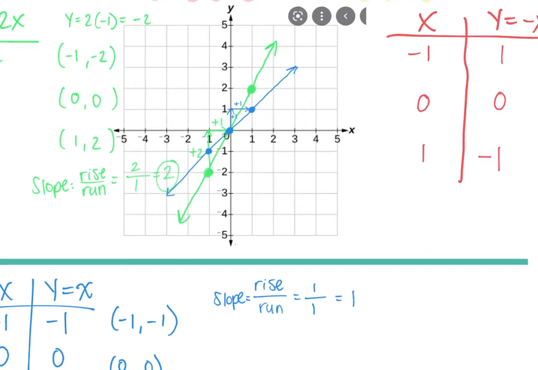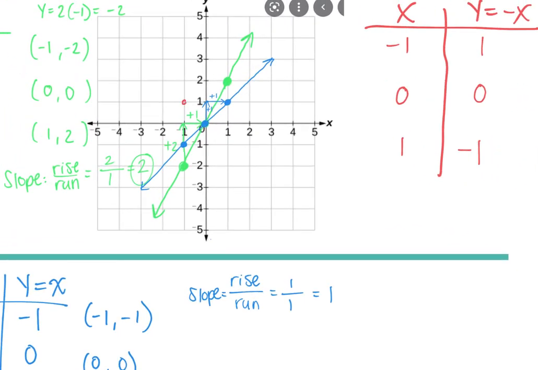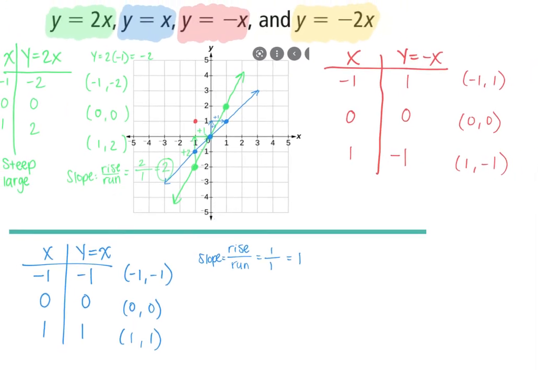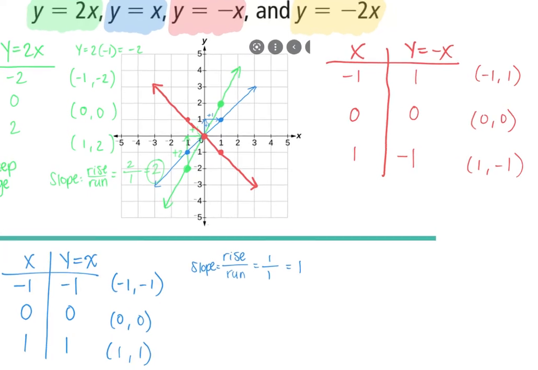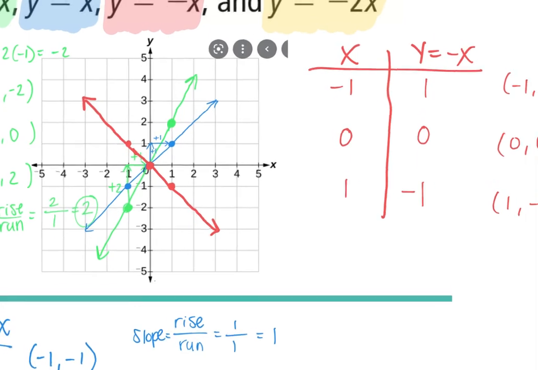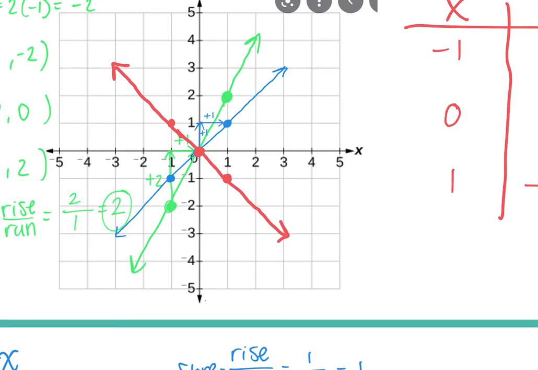Let's plot these. (-1, 1) is going to be right here. (0, 0) is going to be right here. And (1, -1) is going to be right here. Let's draw this line. And then let's figure out the slope. It's basically flipped around, right? So it's the same as the blue one, except it's facing the complete opposite direction. Do you guys see that?